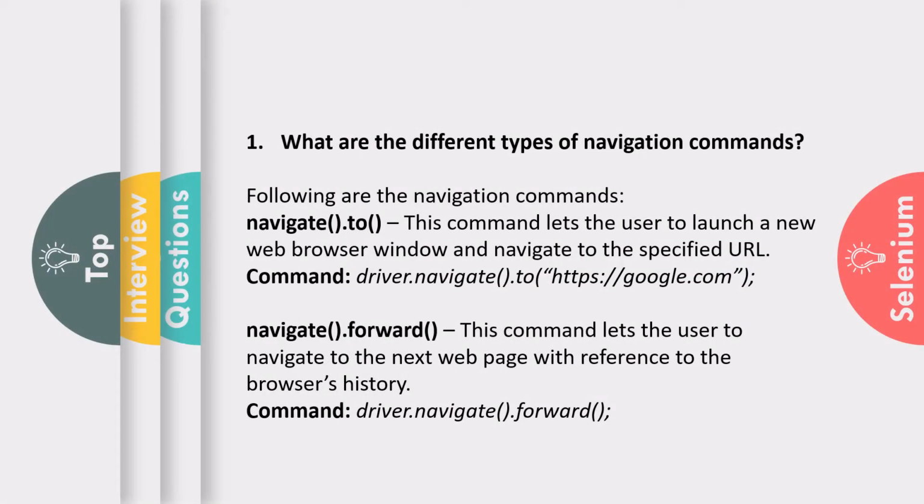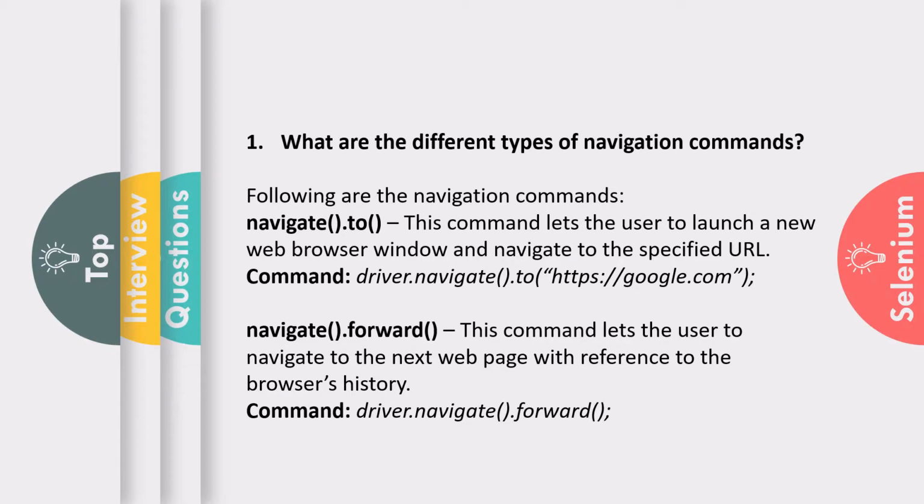Starting with the first question, what are the different types of navigation commands? What are the main things that we do in a browser? We go back, we go forward, we refresh a page. For all this, Selenium has given us commands to navigate to and fro. The first one is navigate.to. This command lets the user launch a new web browser window and navigate to the specified URL.